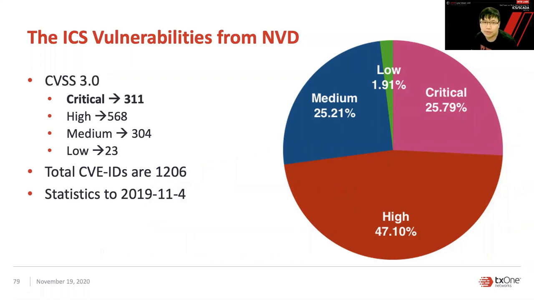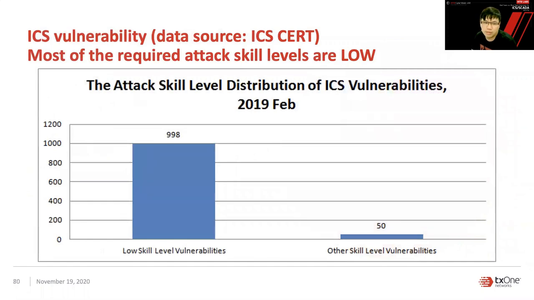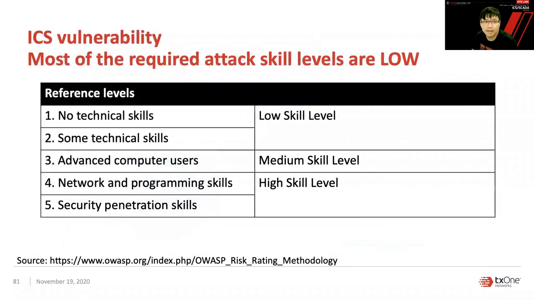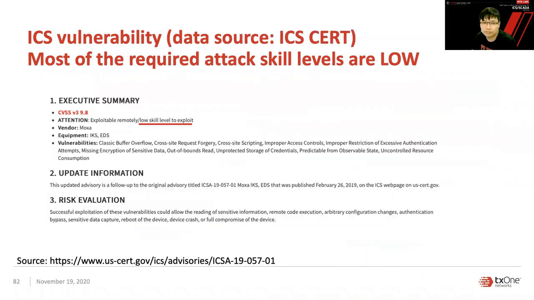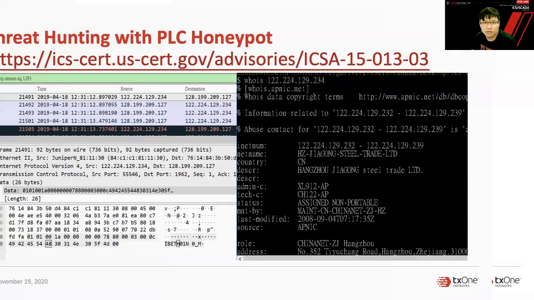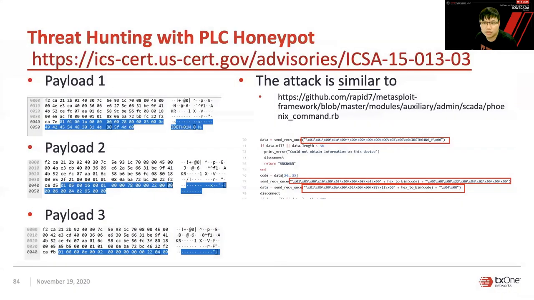of vulnerabilities are critical, and more and more vulnerabilities are low skill level. This means you just run some script or perform a simple attack, and you can compromise and attack this ICS device. And also there is a reference level for low skill and medium skill attacks. Okay, and I skip a list. Also skip a list here.